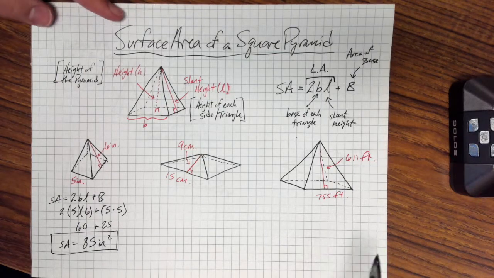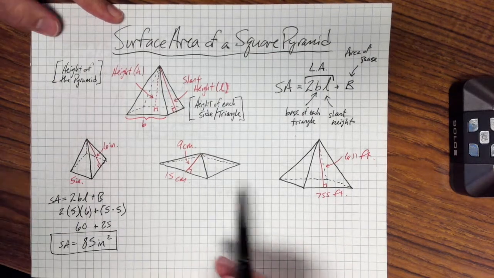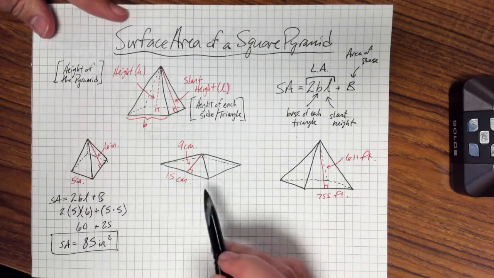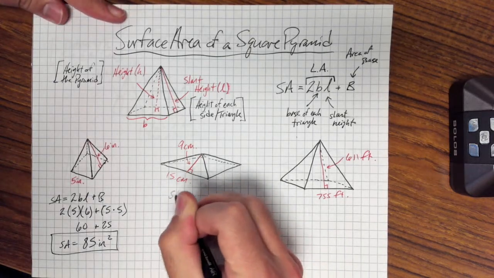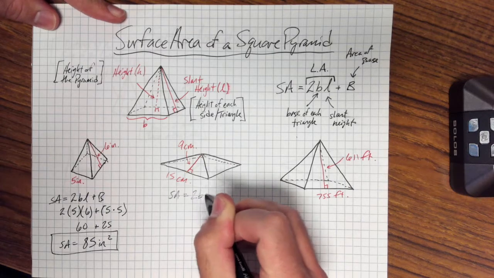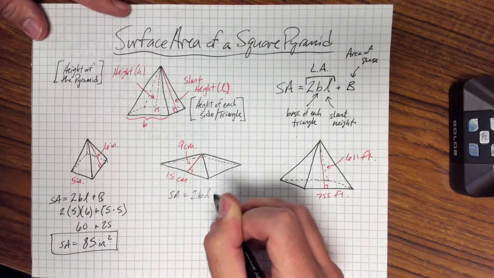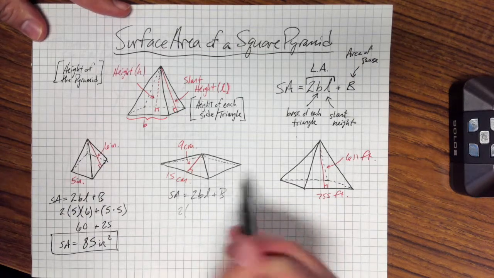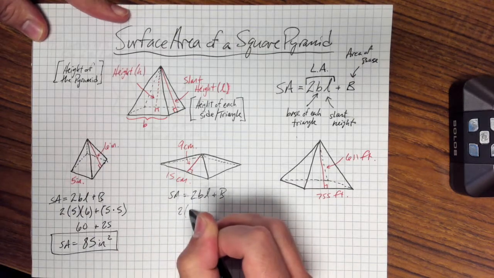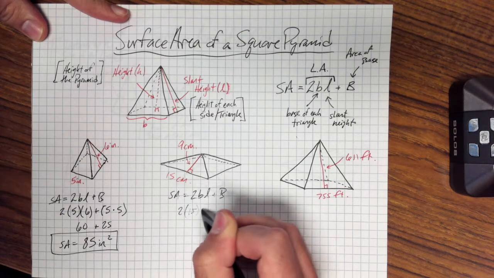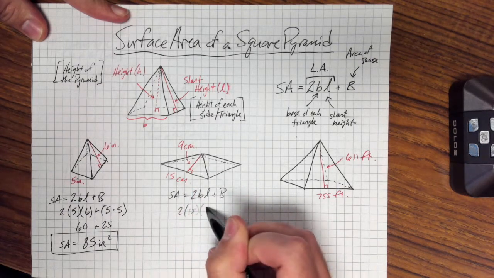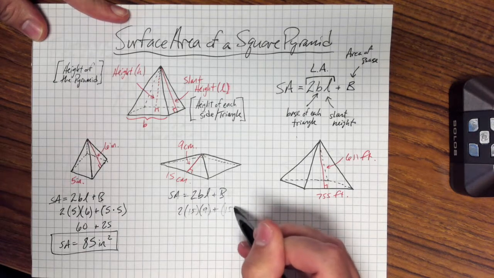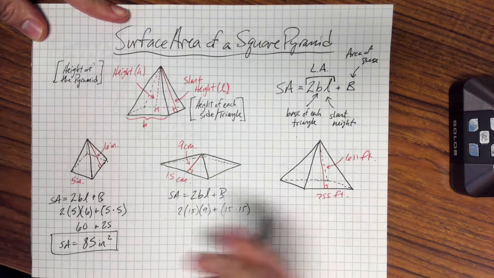Now, this second one is a little weird, I admit. It doesn't look that great. But here's a square pyramid. It's just kind of short and fat. Let's fill in our formula. 2 times the base times the slant height plus the area of the base. We know 2. Now the base of the triangle is 15. The slant height is 9. Plus the area of the base, again, is a square, so it's going to be 15 times 15.